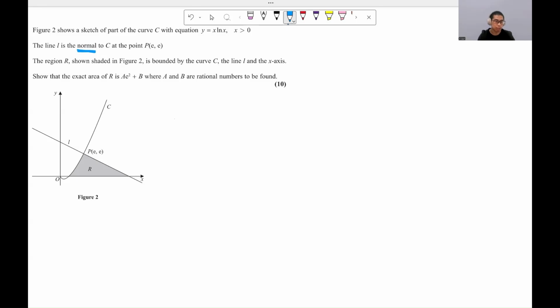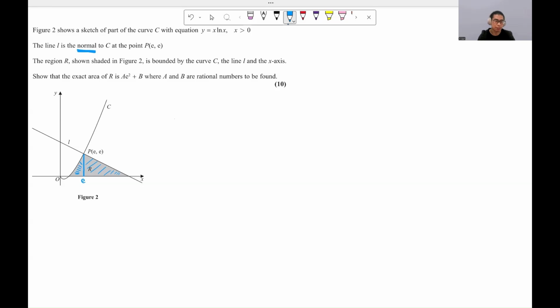So it's a straight line intersecting with the curve. So immediately we can split this into two pieces. For this part, we can use integration to work out the area. And for this part, it's a right angle triangle, so we can just use base times height over 2 to get the area. And then the coordinates are (e, e).